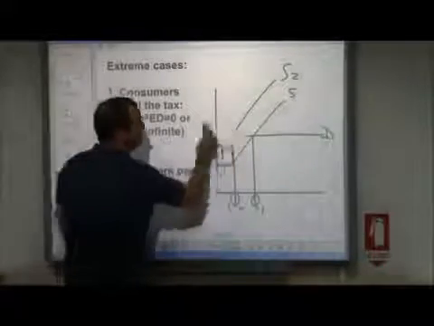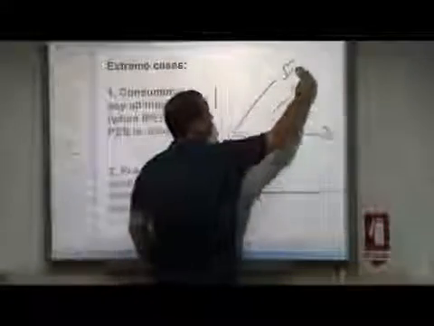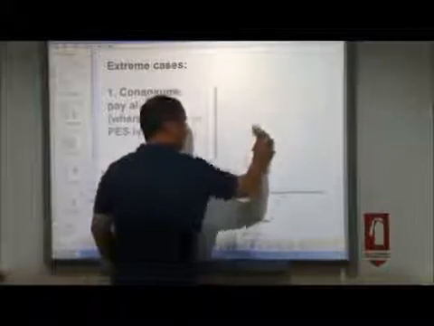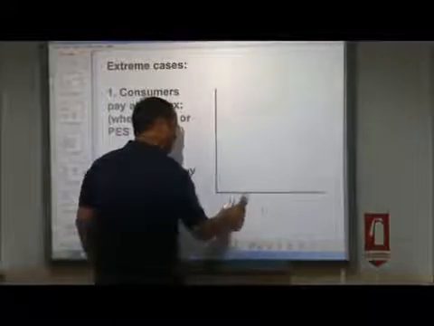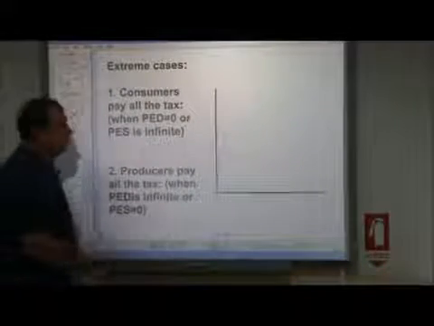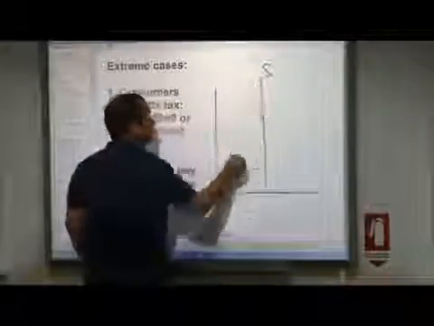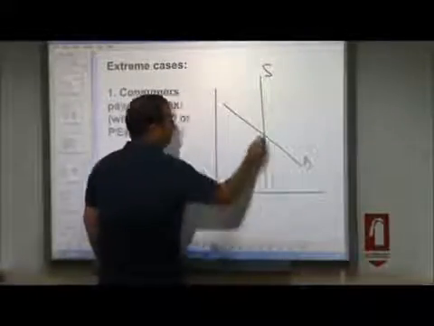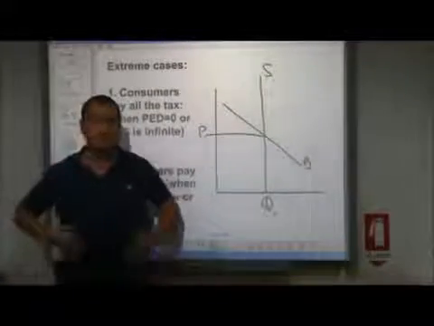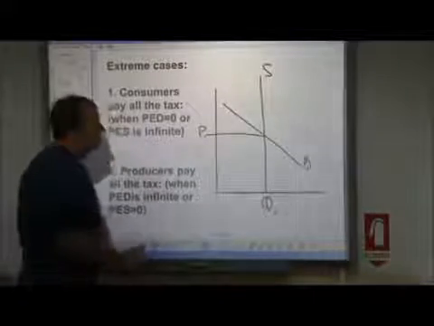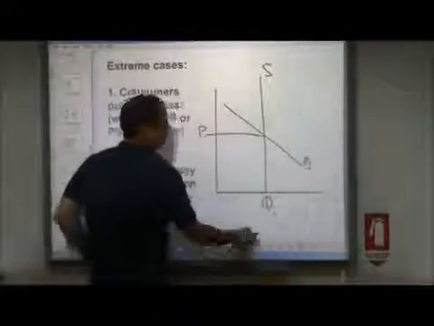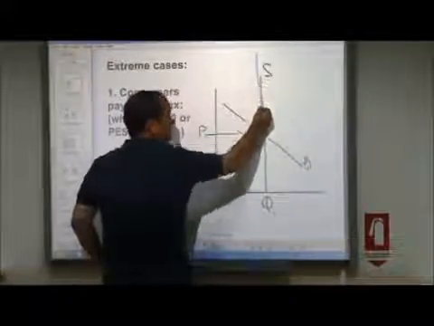There is one more extreme, which is the weirdest one of all, and it's this. Very strange: when PES is 0, so if the supply curve is vertical and the demand curve is here, there's the equilibrium point, P1, Q1. Now, this is weird because to impose a tax now, I have to shift the supply curve upwards, but we can't see that because it shifts up upon itself. I'll kind of draw it like this. The supply curve might look like this.